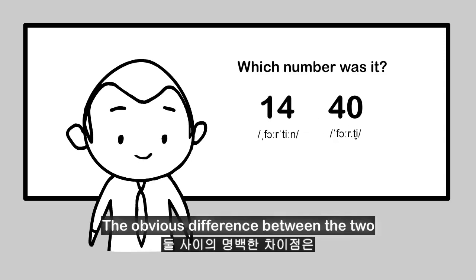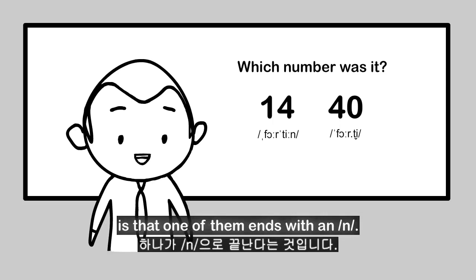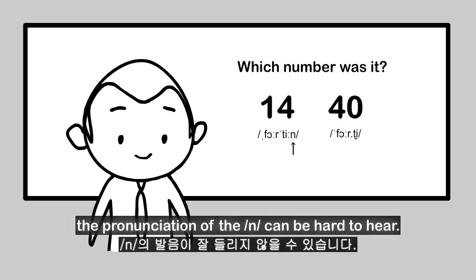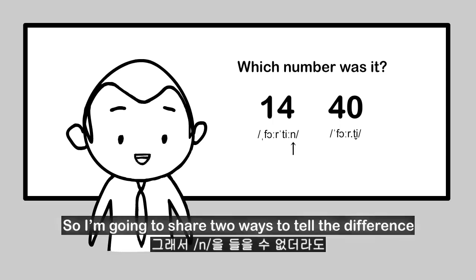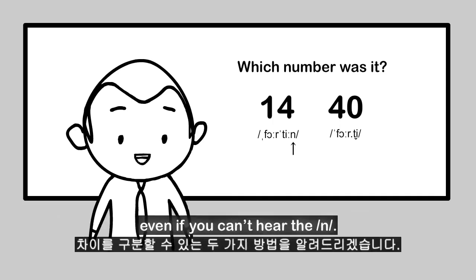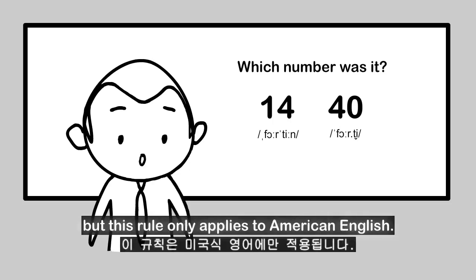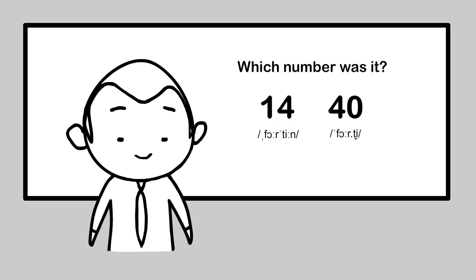The obvious difference between the two is that one of them ends with an N. But when people are talking at normal speed, the pronunciation of the N can be hard to hear. So I'm going to share two ways to tell the difference even if you can't hear the N. The first one is the easiest way to tell the difference, but this rule only applies to American English.